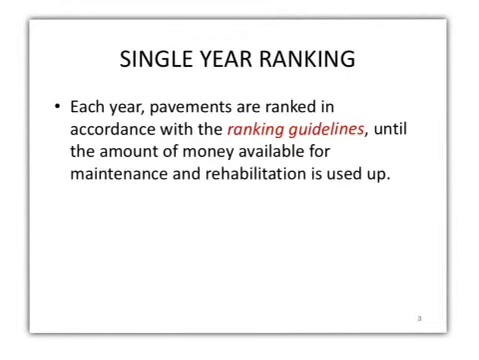So let's start with the single year ranking. In this type of ranking, each year the pavements are typically ranked in accordance with the ranking guidelines until the amount of money that is available at the DOT level for maintenance and rehabilitation is used up. So let's say you start with $1 million, and you rank all the pavement sections that you have, and you start fixing the first one, the second one, until you use up all the money that you have.